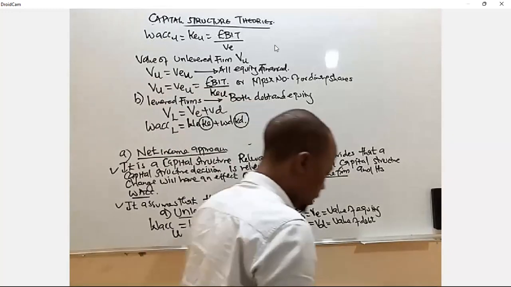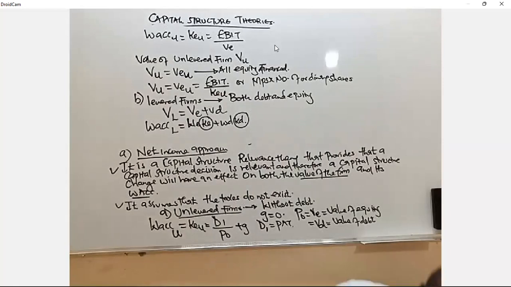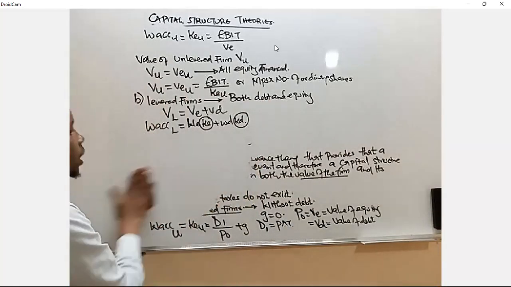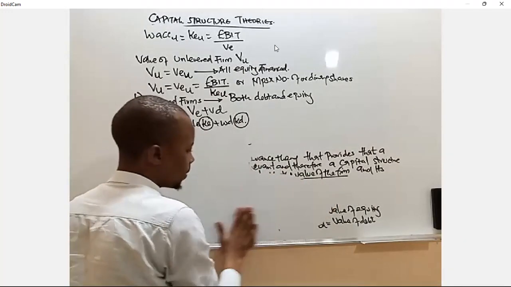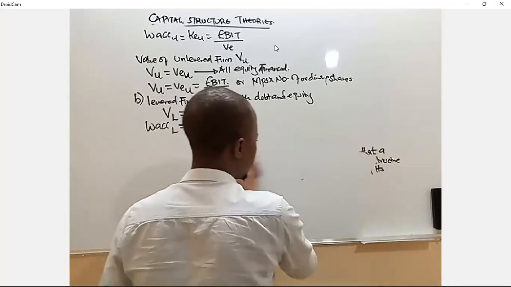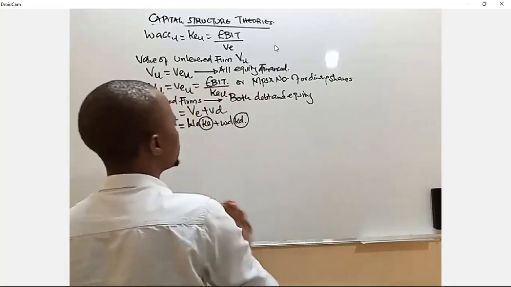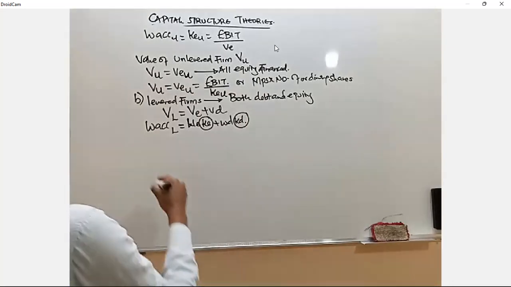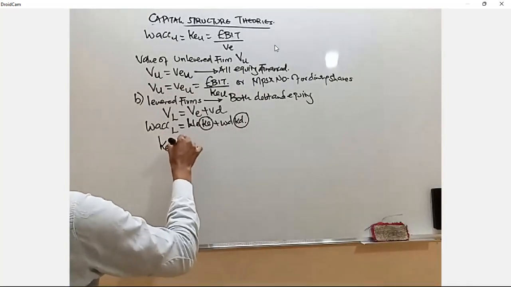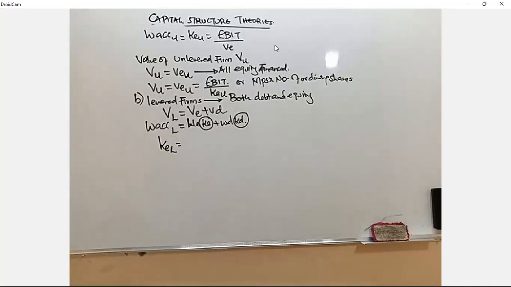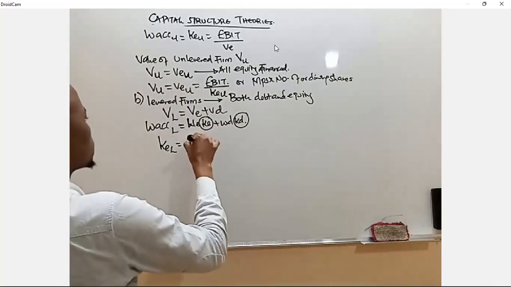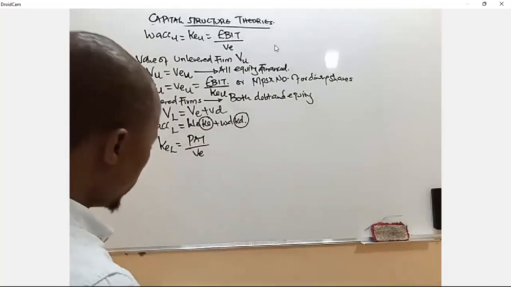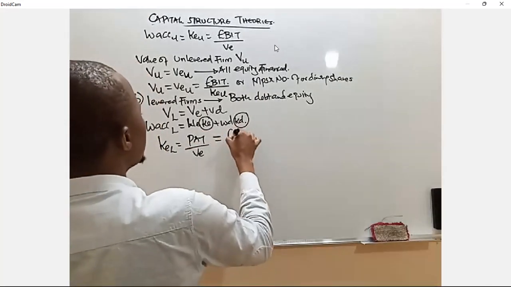The examiner might deny you the cost of equity of the levered firms together with the cost of debt of those levered firms. How am I going to get them to assist me in computing my WACC? To get the cost of equity of the levered firm, I'm going to take the profit after tax and divide by the value of equity.